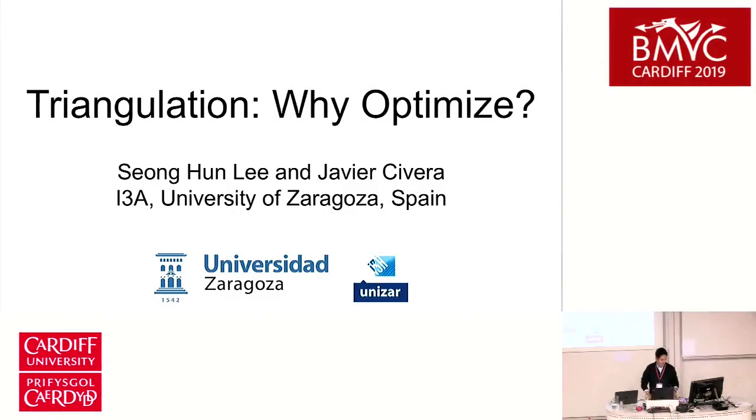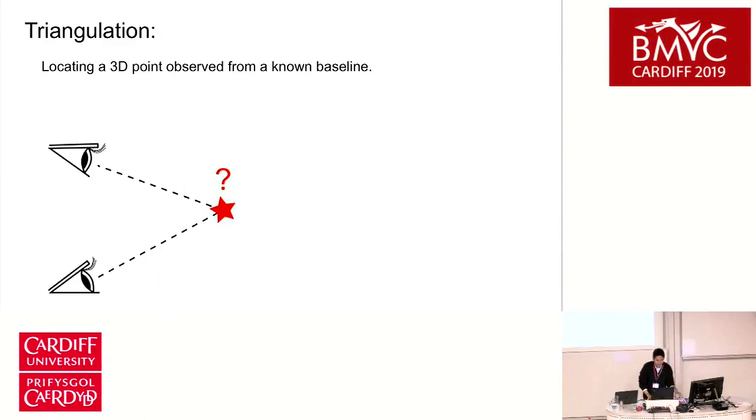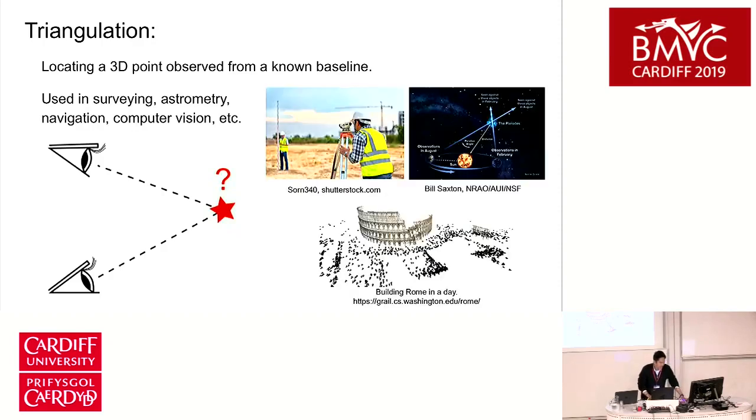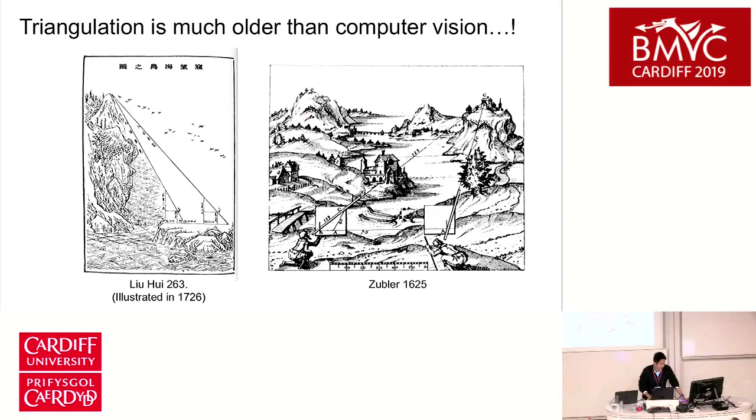Triangulation, why optimize? Triangulation is a technique of locating a 3D point observed from a known baseline. This technique is used in many areas, such as surveying, astrometry, navigation, and of course in computer vision for applications like structure from motion and SLAM, where scene reconstruction plays an important role.